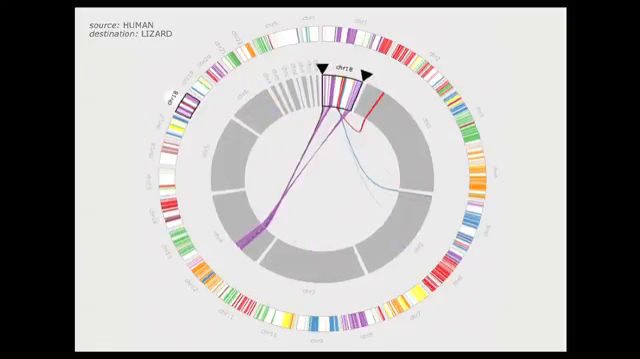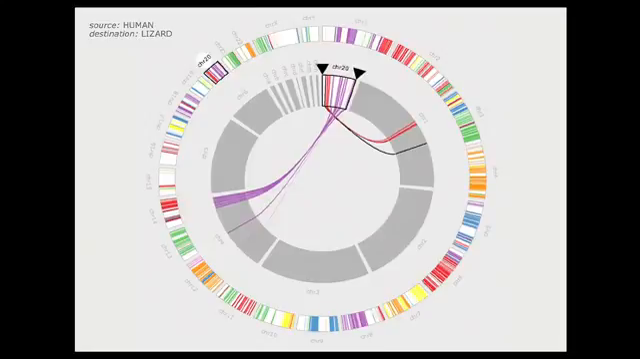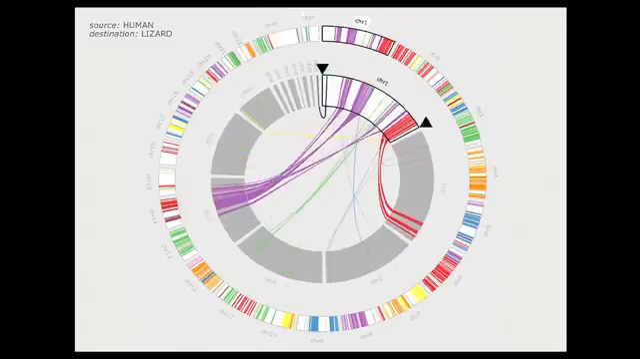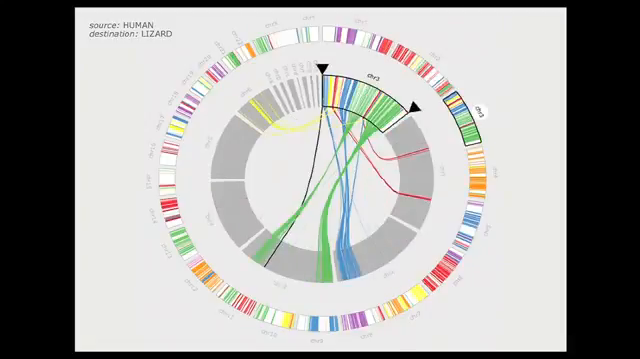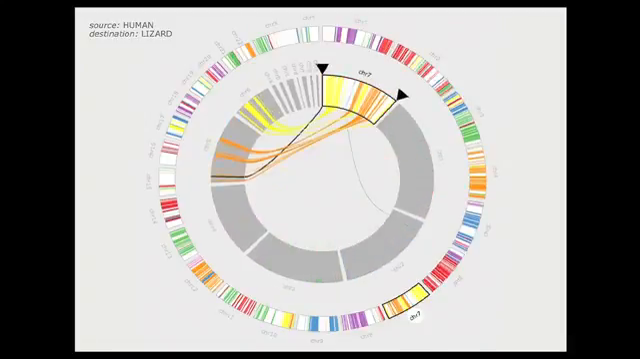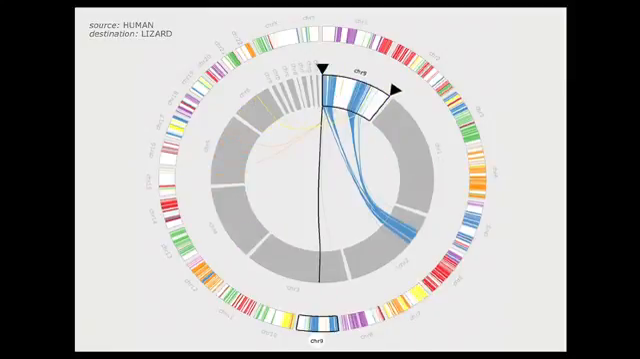Now in this view, the outer ring shows the human genome, while the inner ring shows that of the lizard. The inner ring also contains one user-selected human chromosome, which emanates a set of lines. And each one of those lines represents a region of similarity between the two genomes.